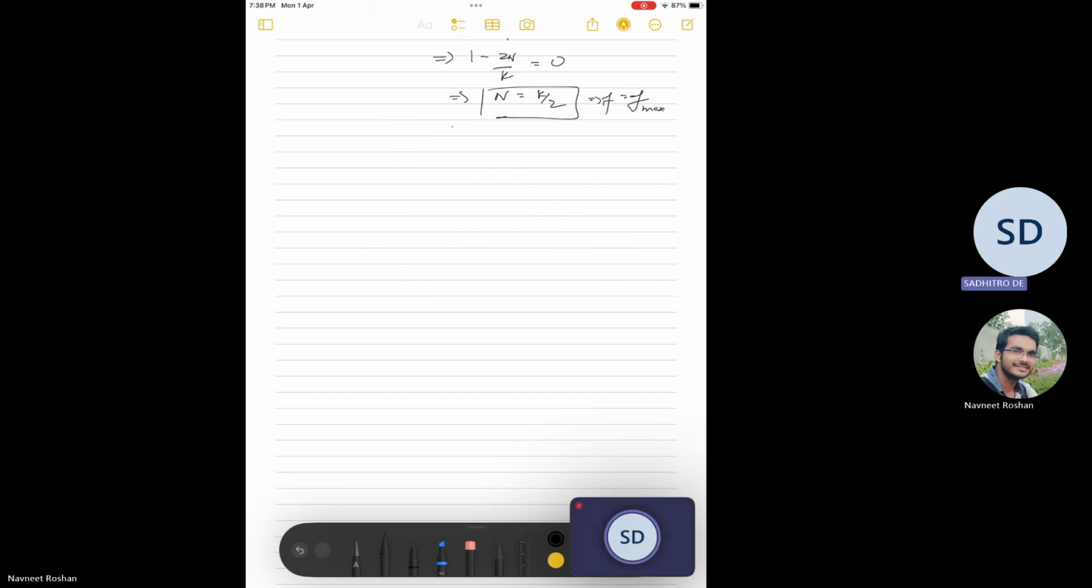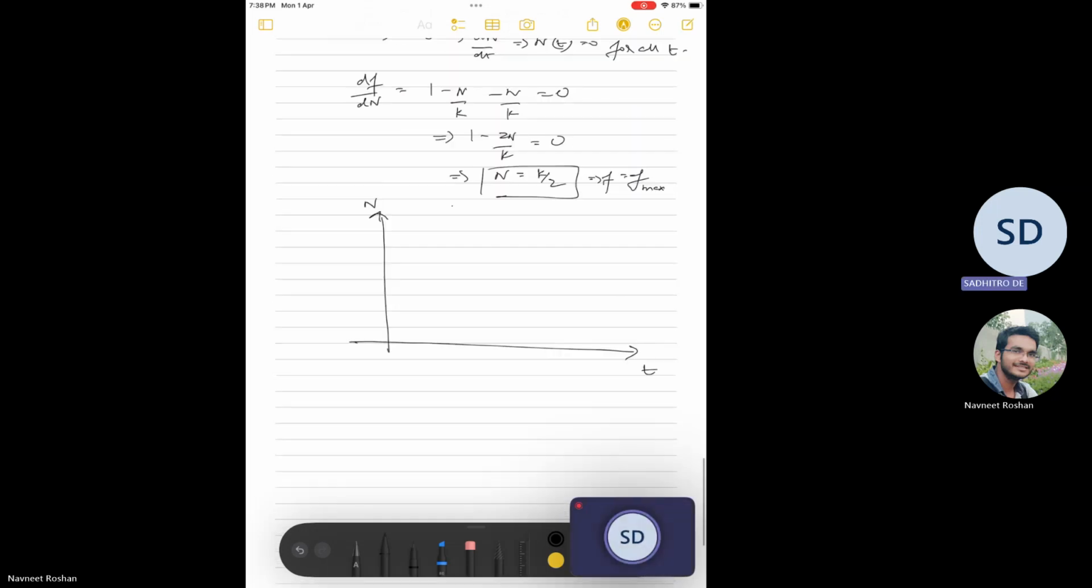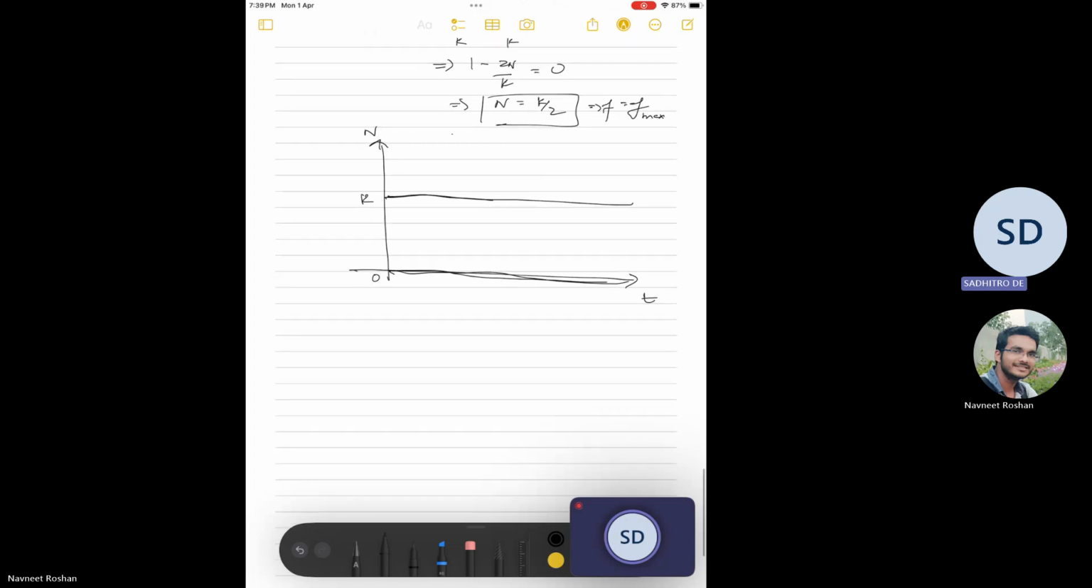So one can also plot the number of individuals as a function of time. So how does this change? How does n grow as a function of time? We know that this is a fixed point and n equal to k is another fixed point over here, right? So if the population was at k or population was at 0, it won't grow with time. But if it is somewhere in between, then it will grow with time.